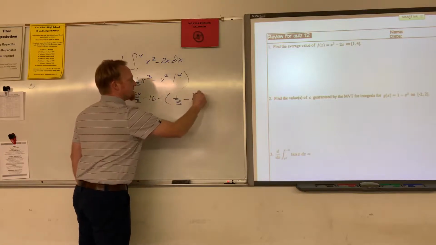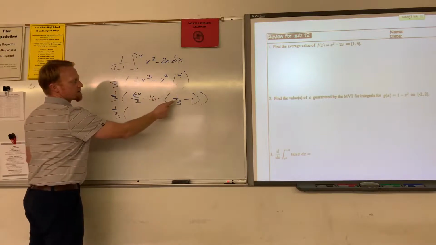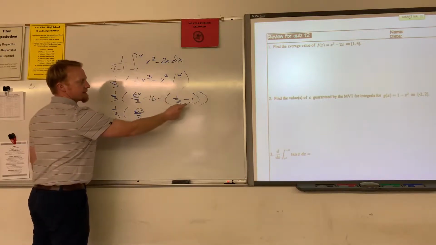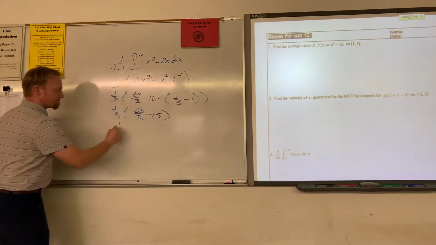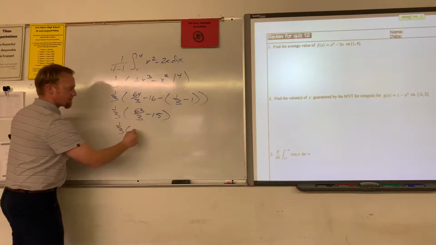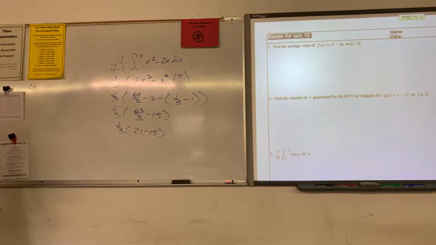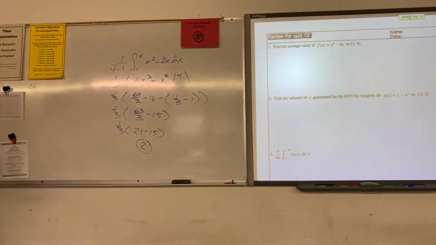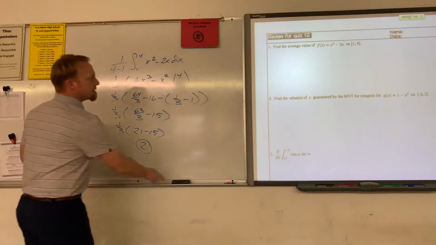1/3 minus 1. So 64 minus 1/3 gives me 63 over 3. Negative 16, that's going to end up being a plus 1, so that's minus 15. 63 divided by 3 is 21. 21 minus 15 is 6, and 6 divided by 3 is 2. So 2 is my average value. Again, make sure we understand that average value is an average y value. Next one.